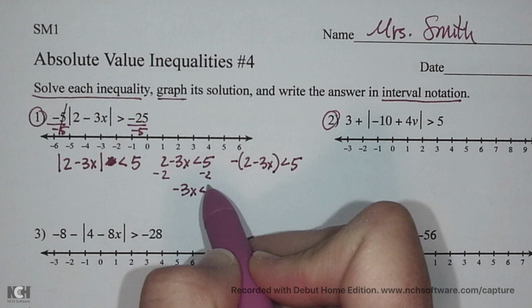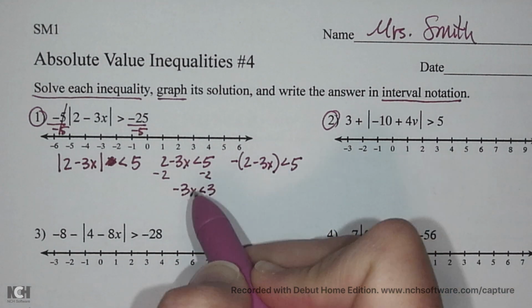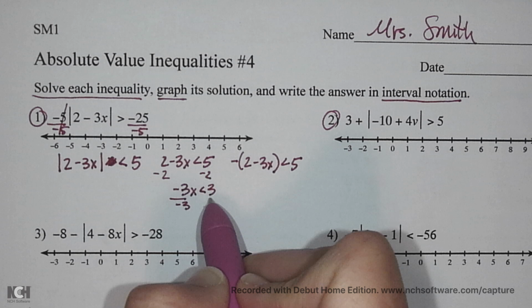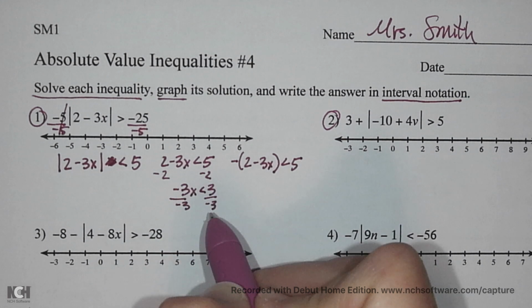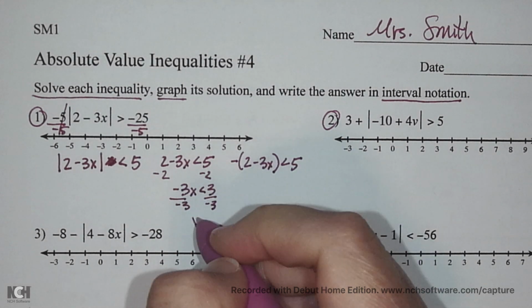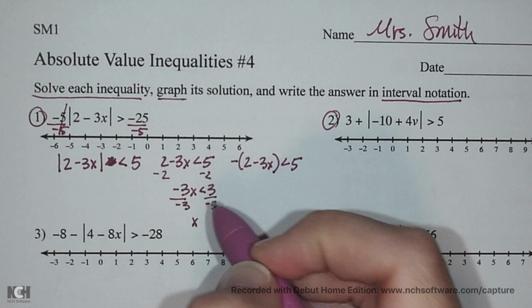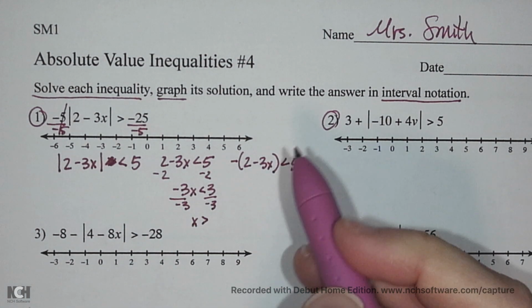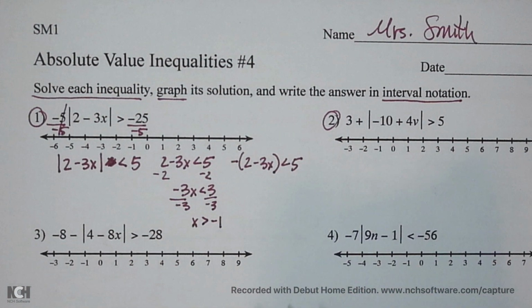than 3. And then we divide by negative 3. And see, I'm going to remember this time. Here we go. X, and flip the sign. See, I remembered. Yay, I'm so proud of me. X is greater than negative 1. And there's nothing else we need to do there. X is greater than negative 1.